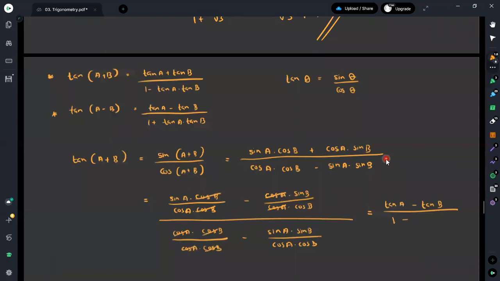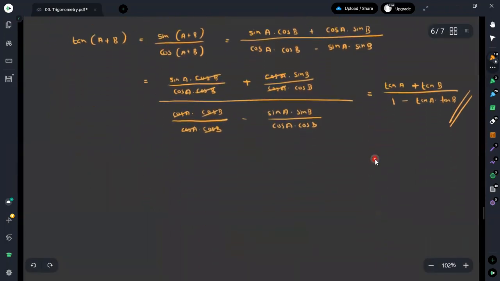Here, the first part should be plus. For the second part, it is sine A, cosine A, sine B, cosine B. Therefore, if you separately divide them, we can say this is tangent A into tangent B. Therefore, this is how we get the equation for tan A plus B based on the equations we have for sine A plus B and cosine A plus B.